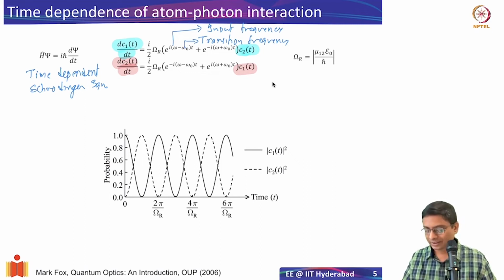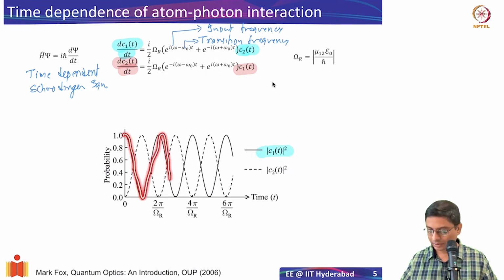So in effect, if you have a system like this and you pump it, you will see that the probability, this C1 square here, is going sinusoidally as a function of time. So down, up, and so on. This is a sinusoidal variation of the probability of finding the system in state 1. Similarly, there is a sinusoidal dependence of C2 as well.